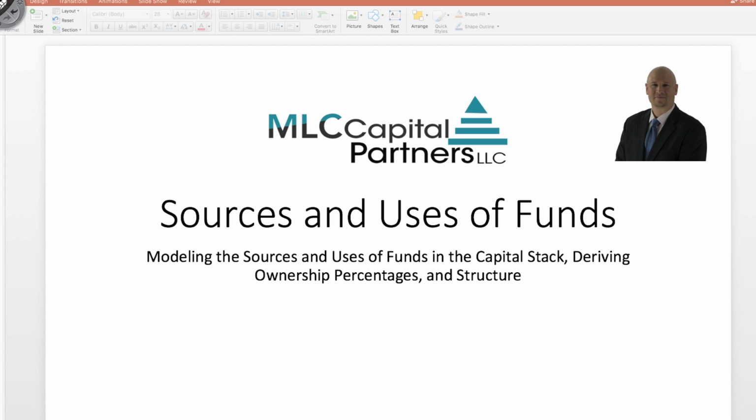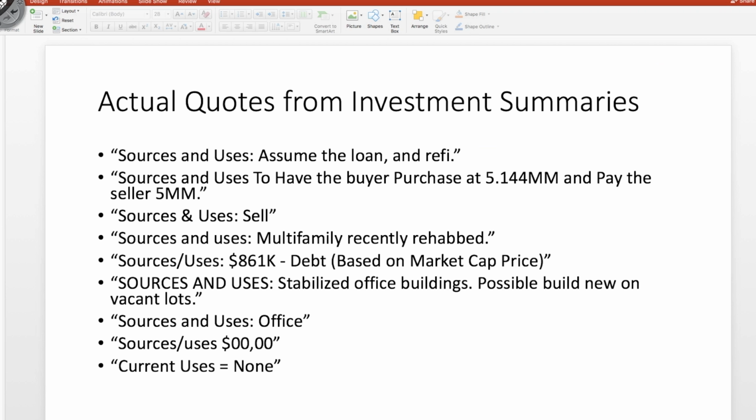Take a look at these examples of what I pulled from investment summaries that I recently saw posted in an investment forum by some pretty intelligent people. These examples are what not to do when submitting sources and uses. Now, these are actual quotes. In each of these examples, the person summarizing the deal did a lot of good work to find the deal, but then confused sources and uses with other concepts.